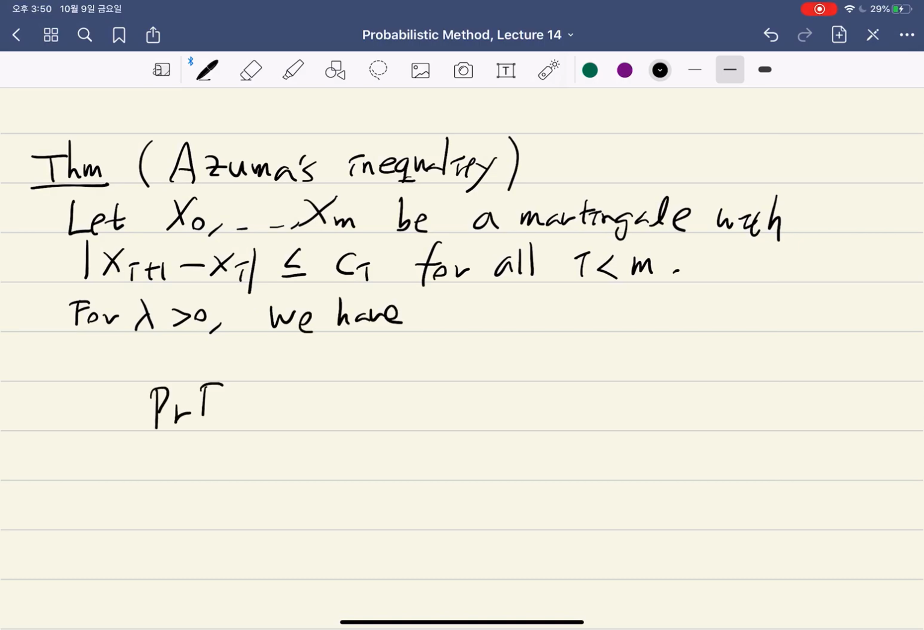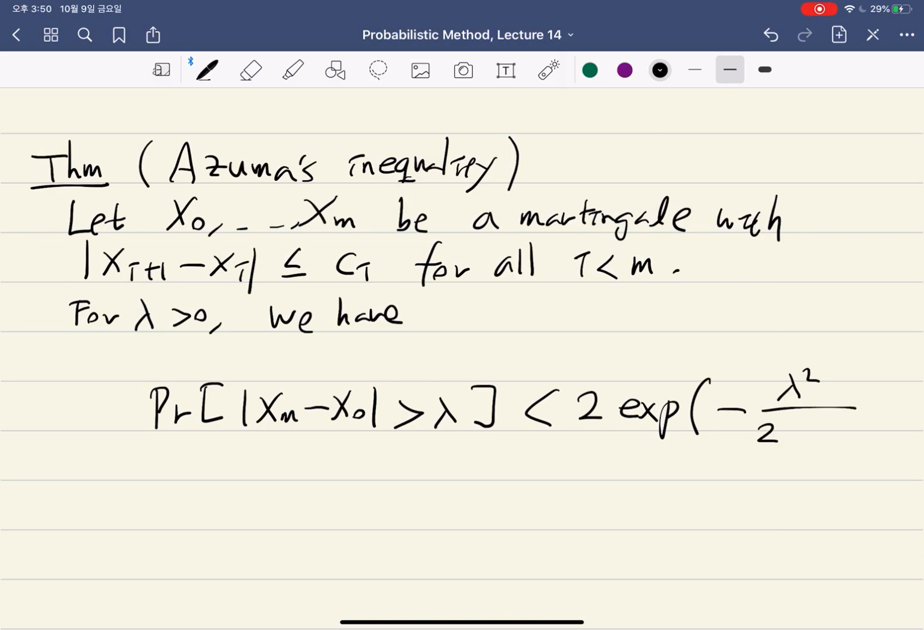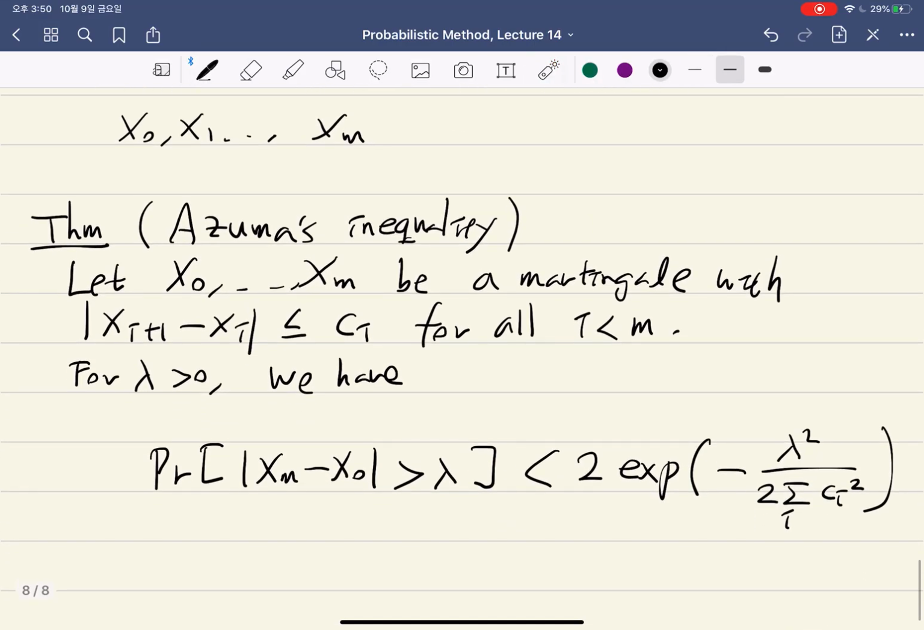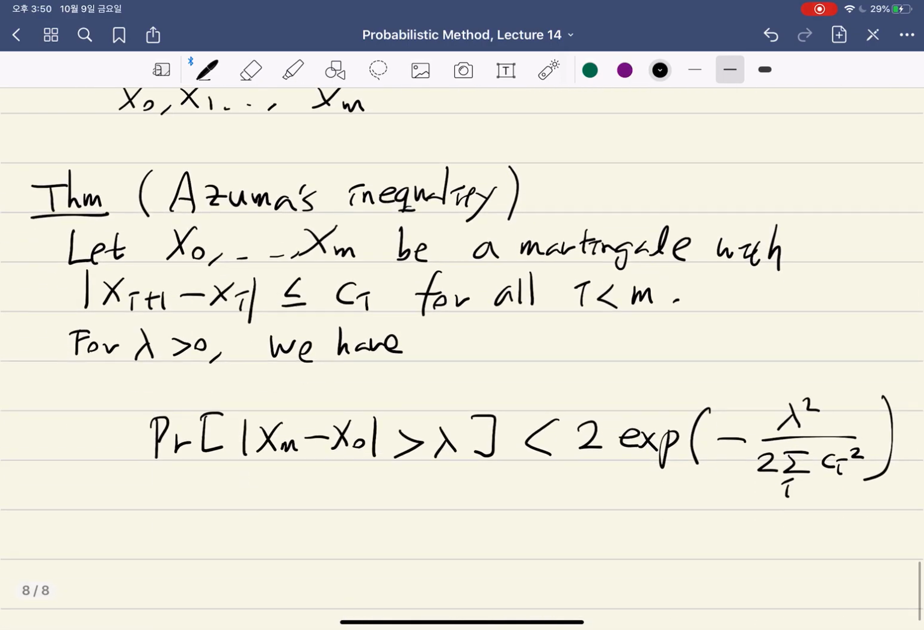Then for given lambda, the probability that xm is far from x0, the distance being more than lambda, is smaller than an exponential function, which decays exponentially as lambda grows. This is the Azuma inequality, or Azuma-Hoeffding inequality, as they call it. This ensures that we can get the tight concentration result. So in the next video, we will prove this inequality.